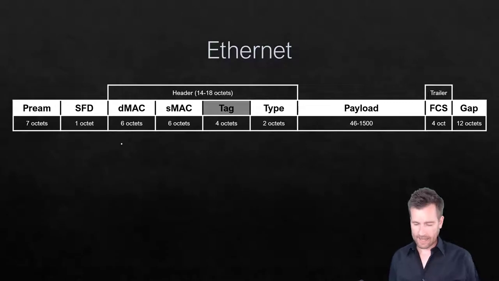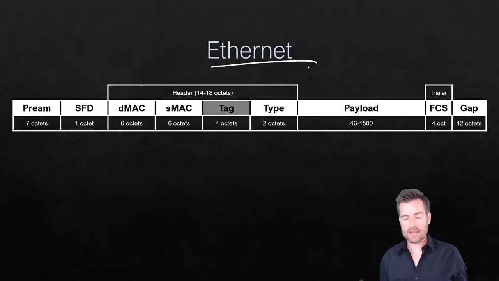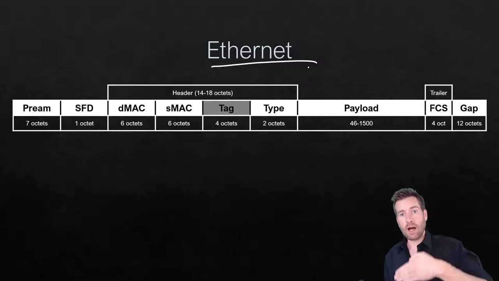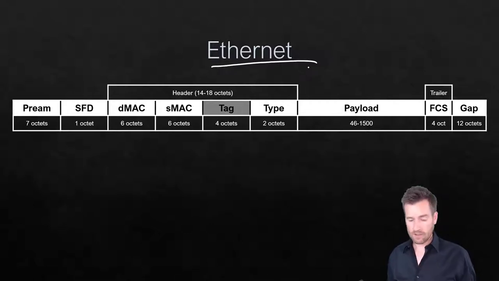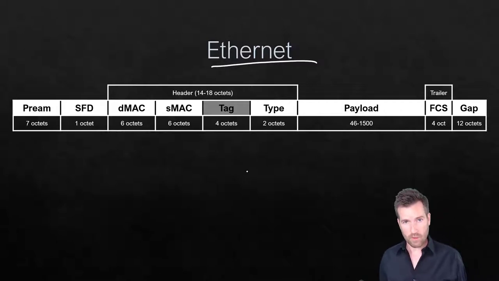Now let's take a look at an Ethernet frame and what an Ethernet frame consists of. As this is being put onto the line and sent out, it's going to create this Ethernet frame to go out to the next destination. So let's take a look at the separate components of this.